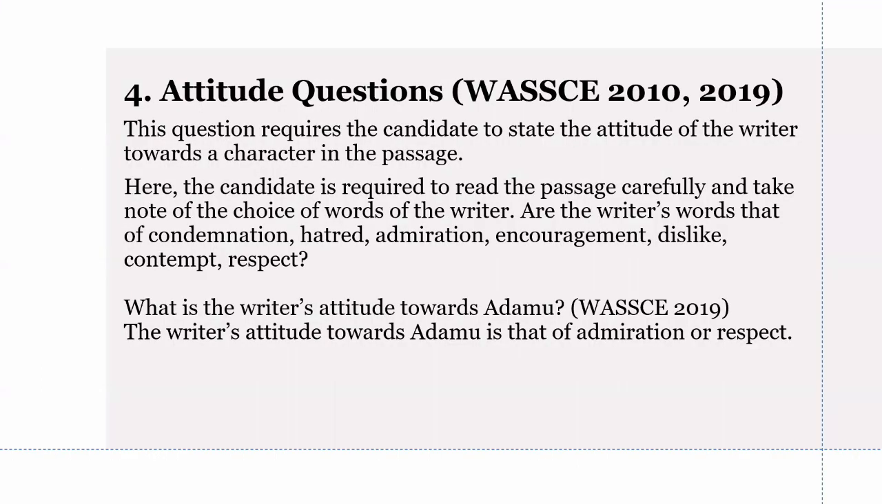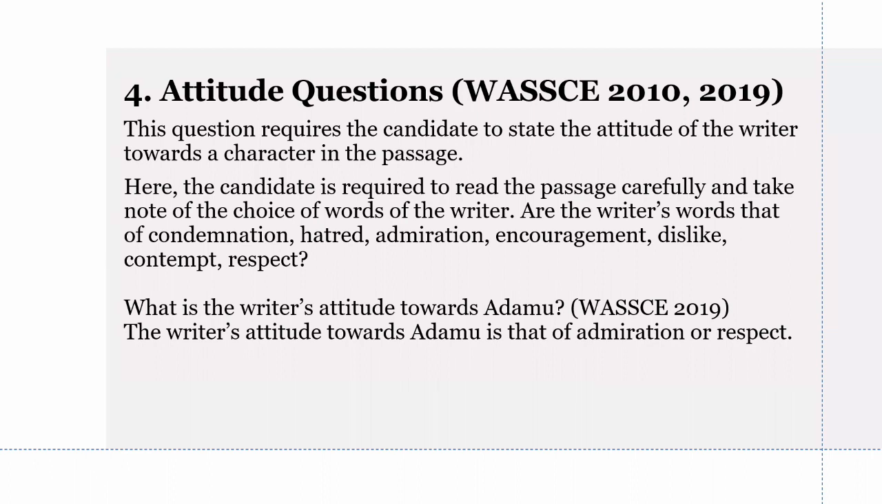Another question is the attitude questions. You can see examples from WASSCE 2010 and 2019, May/June. When it comes to attitude, you have to read the entire passage and understand it before you know the attitude of the writer. Here, the candidate is required to read the passage carefully and take note of the choice of words of the writer. Are the writer's words that of condemnation, hatred, admiration, encouragement, dislike, contempt, respect? From the passage, you will know this.